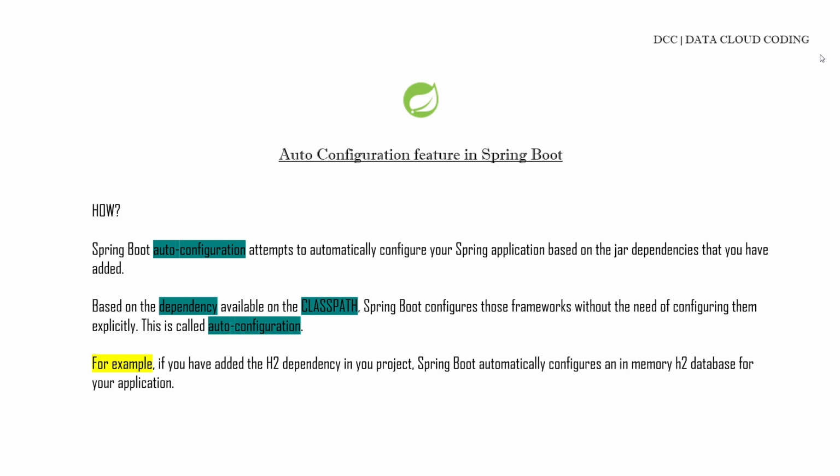Now let's take an example. Suppose I want to use an in-memory database, which is the H2 database available in Spring Boot. What will I do? I'll just have to add the H2 dependency in my Spring Boot application's pom.xml file. And based on that dependency, the Spring Boot framework will automatically configure an in-memory H2 database for my application. Yeah, it's that easy. Interesting, right? That's why I love the auto configuration feature the most about Spring Boot.